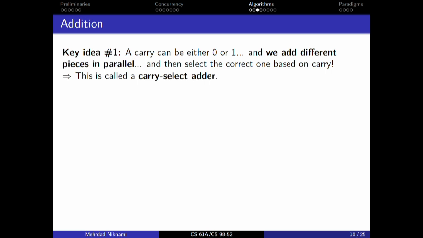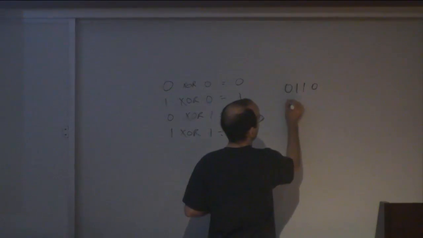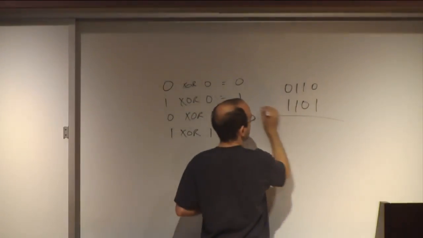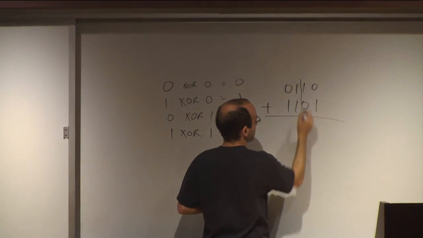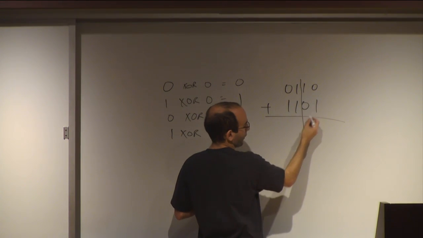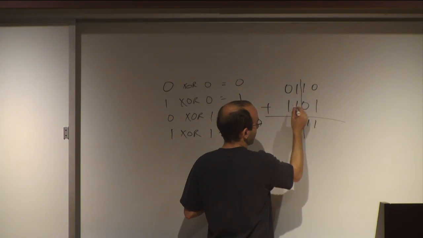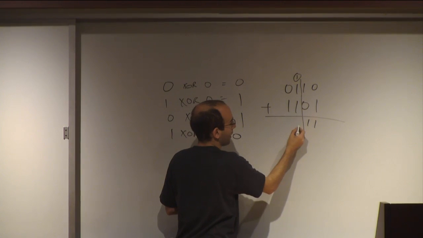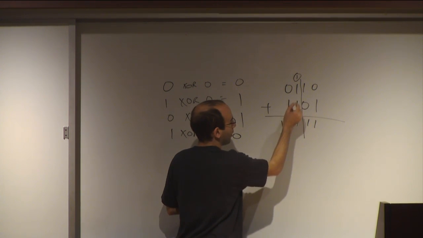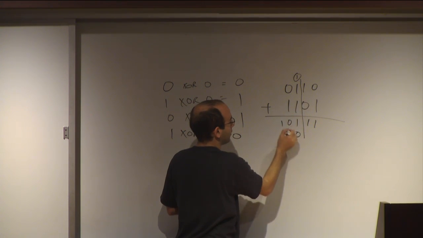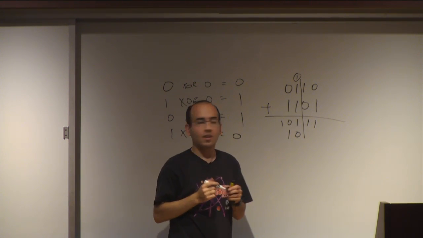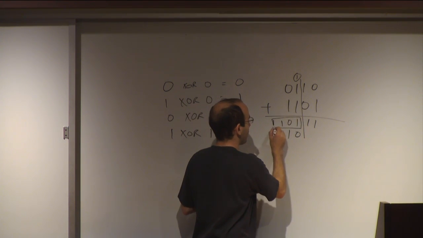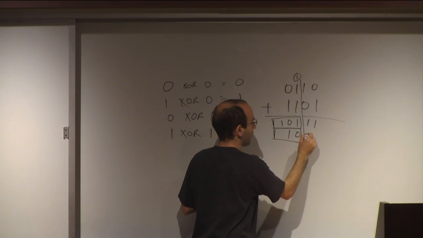So what you could actually do is split the number in half. Let's say you have a number like 0110 and you want to add it to 1101. You could break this into two parts and figure out independently that this part is 11. This one, depending on whether there was a carry or not, could either end up being 101, or it could end up being 01. You can solve these two in parallel without actually knowing whether there was a carry.